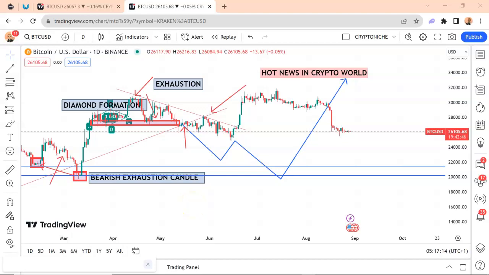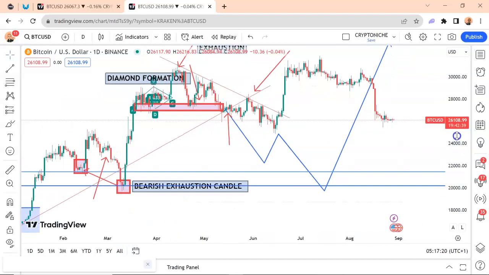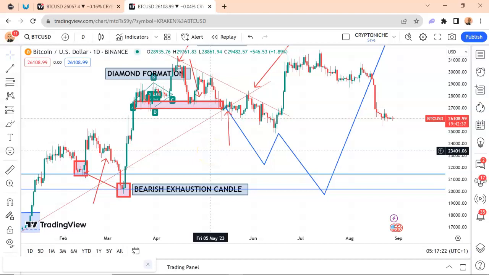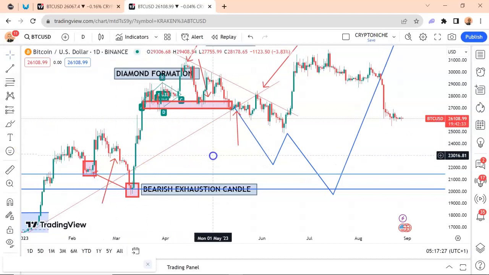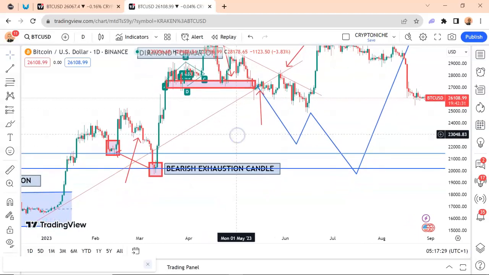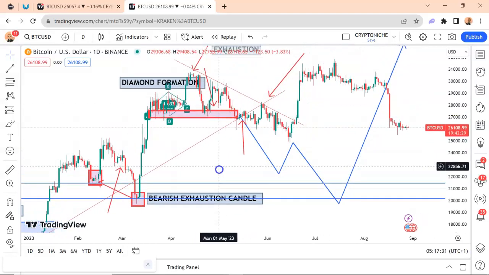All right, so this is the Bitcoin chart here. Since April this year, I've really talked about Bitcoin, and I've been able to mark out some areas of interest. I actually did this analysis with my students.